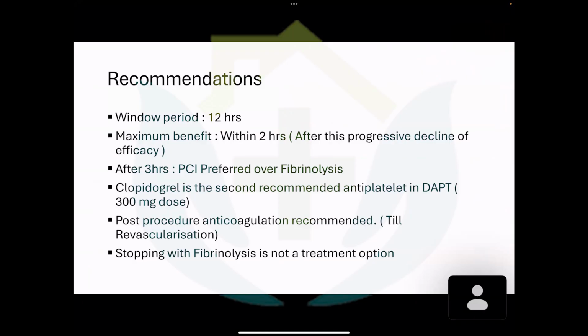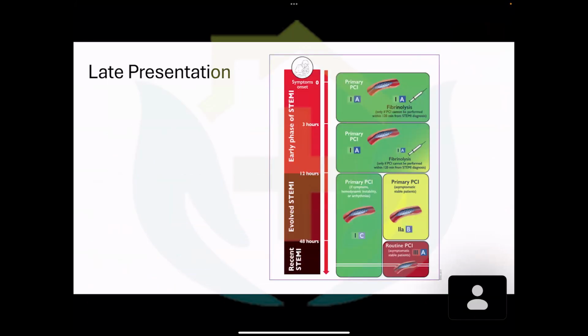Recommendations: the window period officially is 12 hours, maximum 24 hours, but people are doing it up to 24 to 72 hours also. Late presentation you can do, as I told, up to 48 hours.